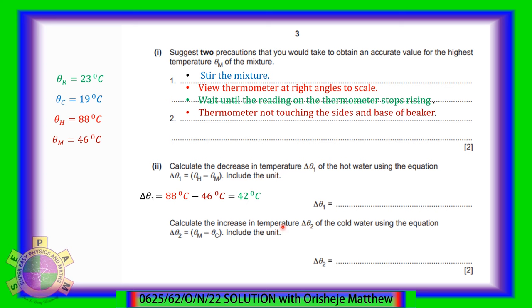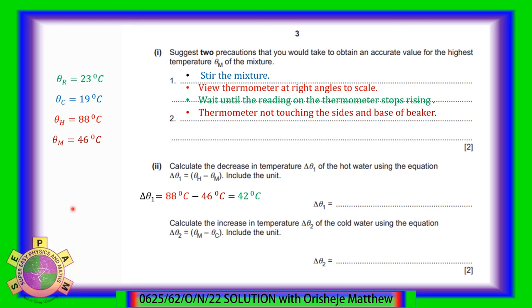Then calculate the temperature rise. That is the temperature difference between the temperature of the cold water and the final temperature of the mixture. This principle deals with heat supplied by hot water being equal to heat gained by cold water. When an object is gaining heat, the temperature rises. That's why the temperature of the cold water will increase. When an object is losing heat, the temperature drops. That's why the temperature of the hot water is dropping. So the hot water is going to lose heat, and the cold water is going to gain heat.